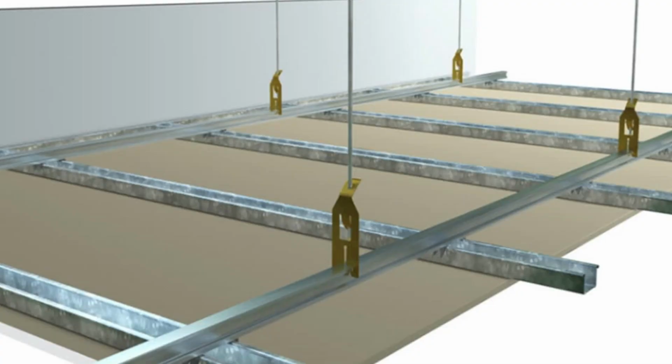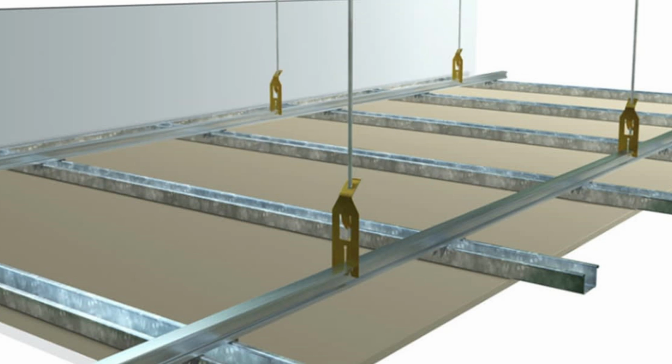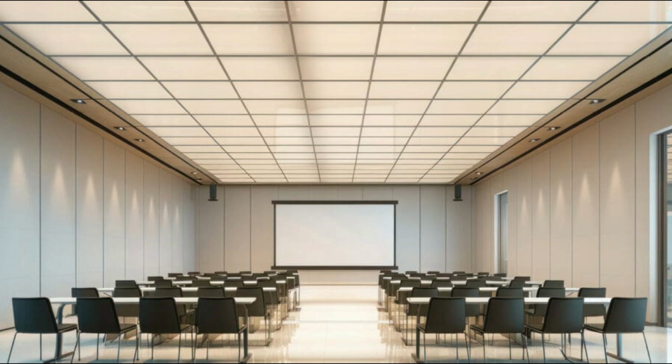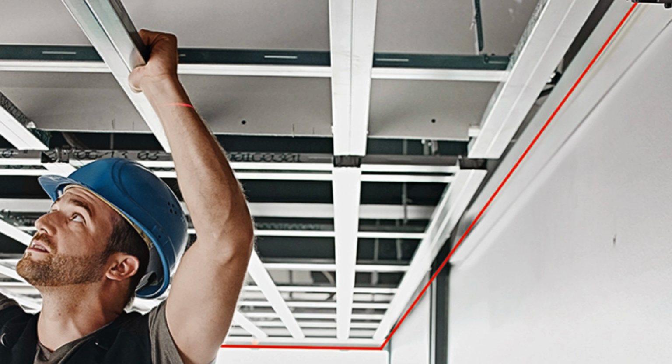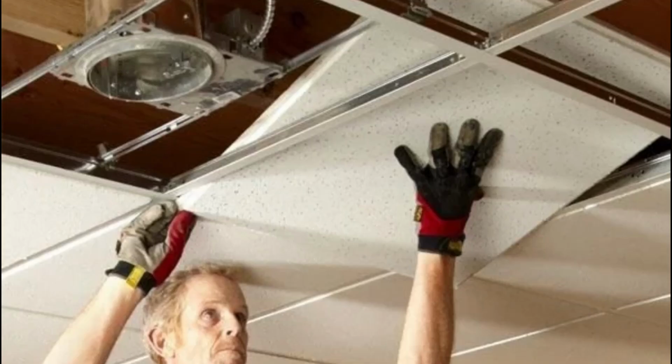Measurements and angles. Standard drop, 3 to 6 inches below the original ceiling. For HVAC systems, allow 12 to 18 inches of clearance. For sloped ceilings, use adjustable hangers. Grid squares, usually 24 by 24 inches or 24 by 48 inches. Distance between main tees, 4 feet. Cross tee spacing, 2 feet or 4 feet according to tile size. Hanger wire spacing, 4 feet apart, 1 foot from the wall ends.